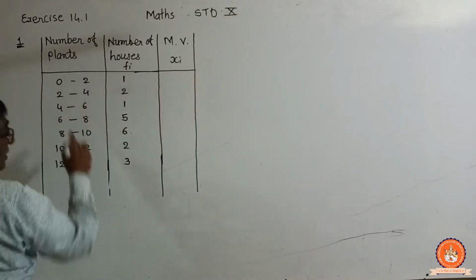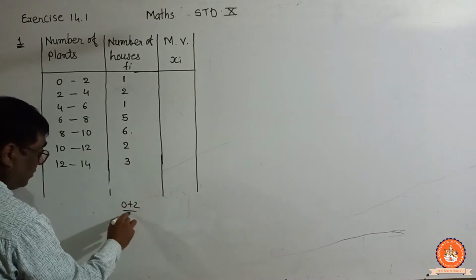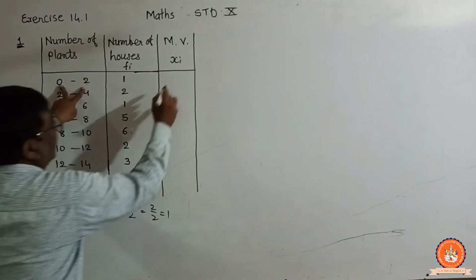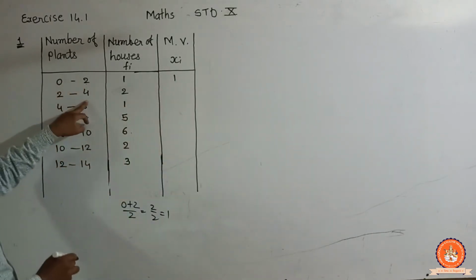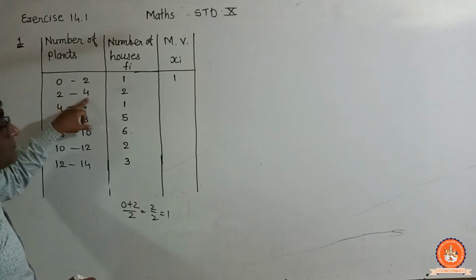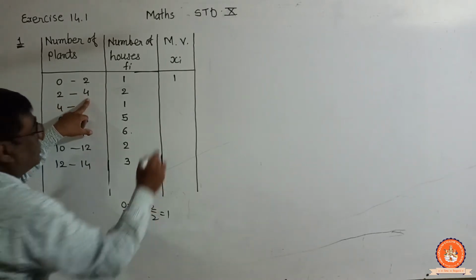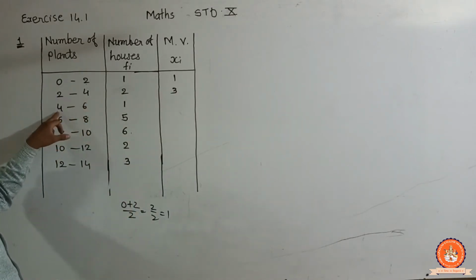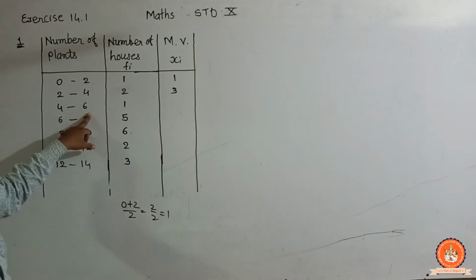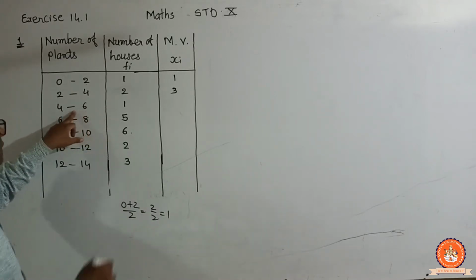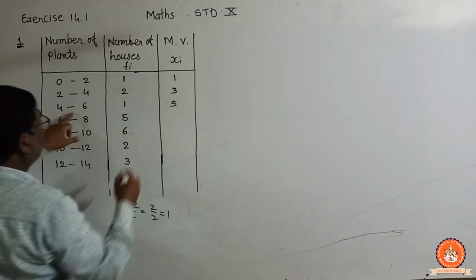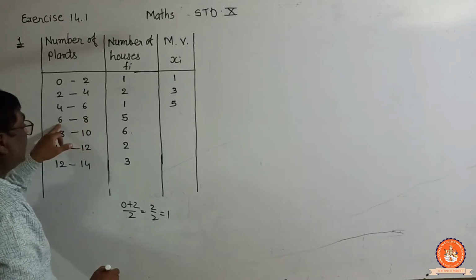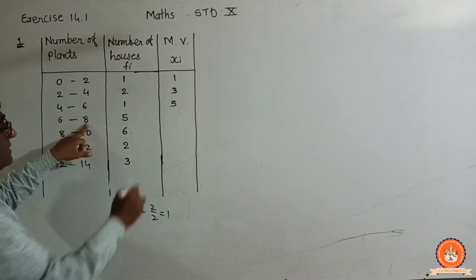See, mid value from 0 to 2. So 0 plus 2 divided by 2, 2 by 2 is equal to 1. Between 0 and 2, 1 comes. 2 to 4, the mid value of this class is 2 plus 4, 6, 6 by 2 is 3. Now 4 to 6, the mid value of 4 to 6 means middlemost observation between 4 and 6 is 5. Or 4 plus 6, 10 divided by 2 is equal to 5. Okay, 6 and 8, 6 plus 8, 14, 14 by 2 is 7.